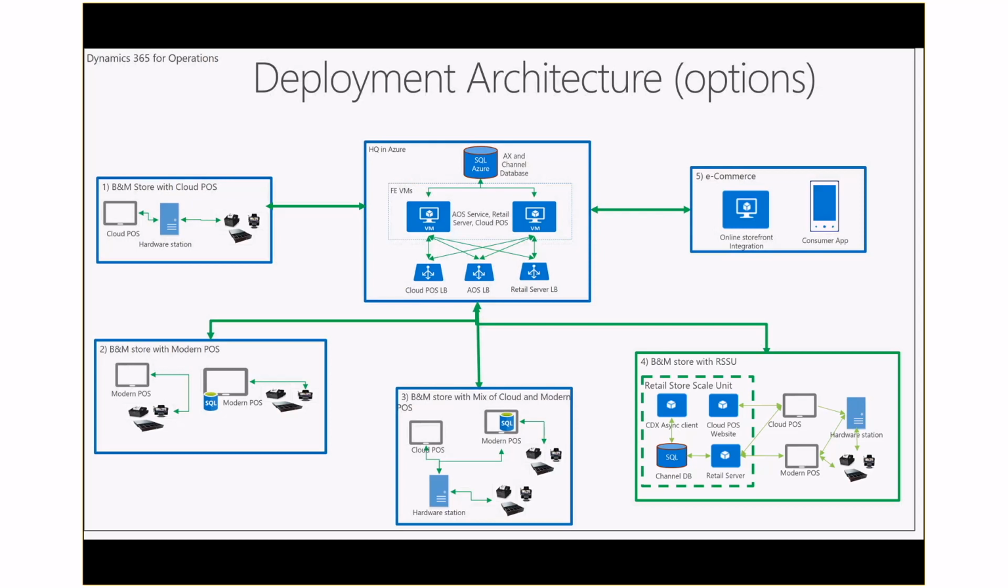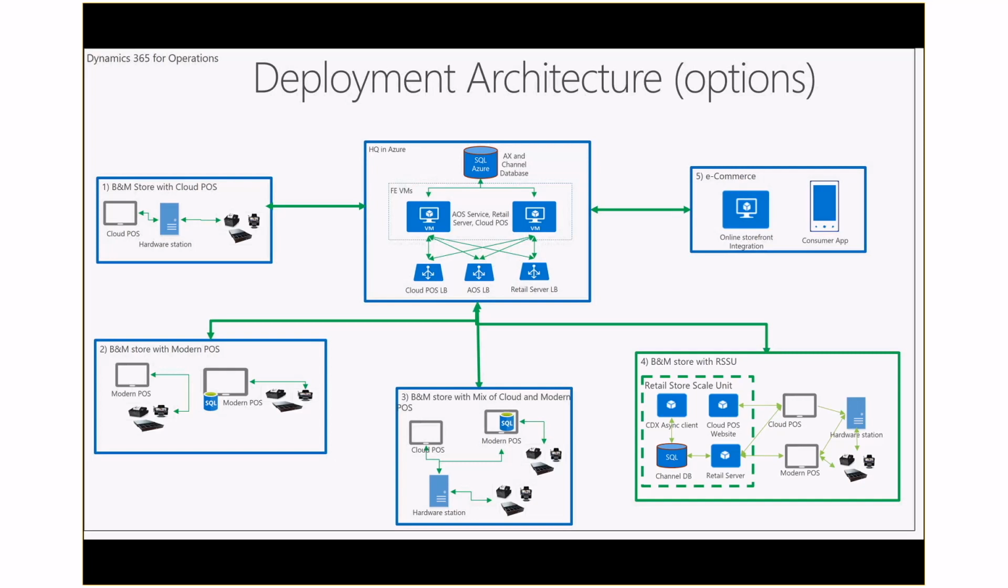We'll show you a couple of examples on this slide, and then we'll talk about a couple of considerations that are important. You can see here in the middle, we have the headquarters in Azure. This is right now the only option, but in a future update, we will also have on-premise releases. For now, for this talk, let's assume this is always in Azure, and we have a load-balanced system of multiple front-end machines, and we always automatically deploy a retail server, cloud POS, IaaS web application with the AOS together.